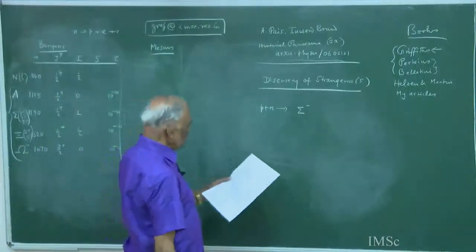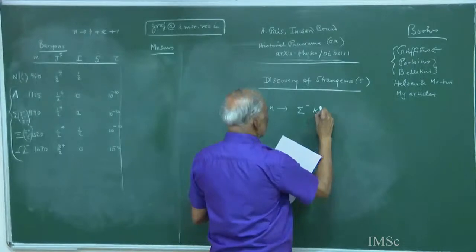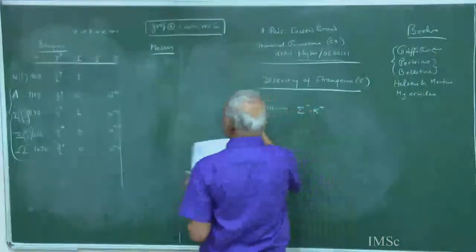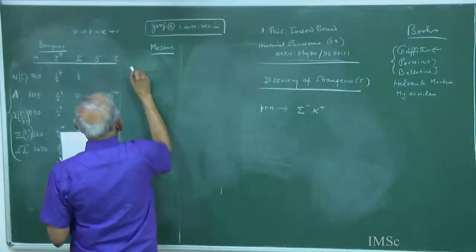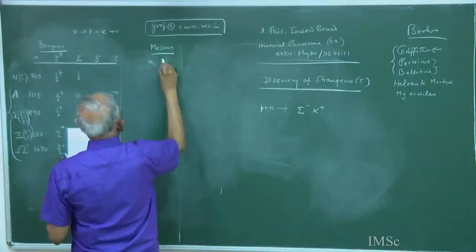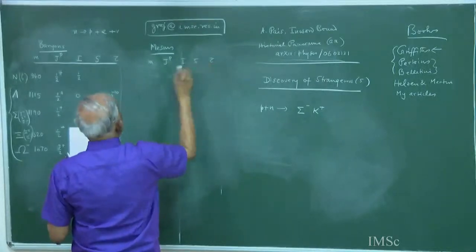Sigma minus, K plus, oh, I have to introduce that also. So I should talk about this only after discussing mesons. Mesons: pi, mass, J^P, isospin, and lifetime.